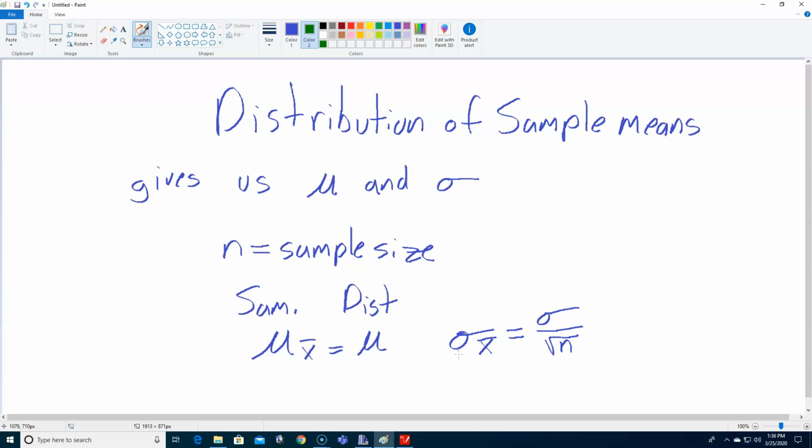sample types of ideas. So just to recap, they're going to give us the population average and population standard deviation. They have to give us some sample size, and as soon as they give us a sample size, we have to adjust our information to match that. So our average stays the average, but our new standard deviation, sigma x bar, will be the old standard deviation divided by the square root of n.